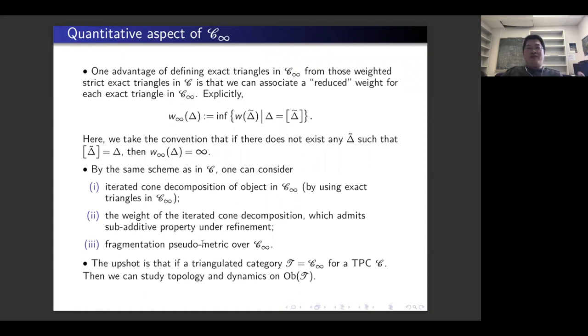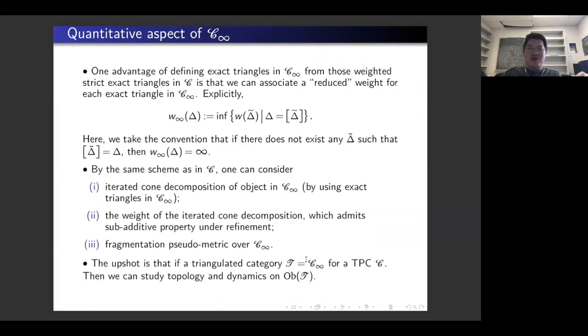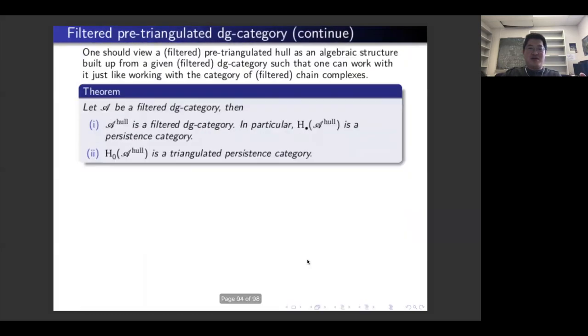Right? So now here comes the punchline. If in your life you meet some triangulated category in the classic sense, which can be realized as C infinity of some TPC, then by what I just mentioned earlier, you can study the topology or dynamics of the object set of this triangulated category. And this will open a new door so that you can study the dynamics or topology of this category. Yeah, I don't have time to talk about this, so this is probably the place I need to stop. So let me just stop here.